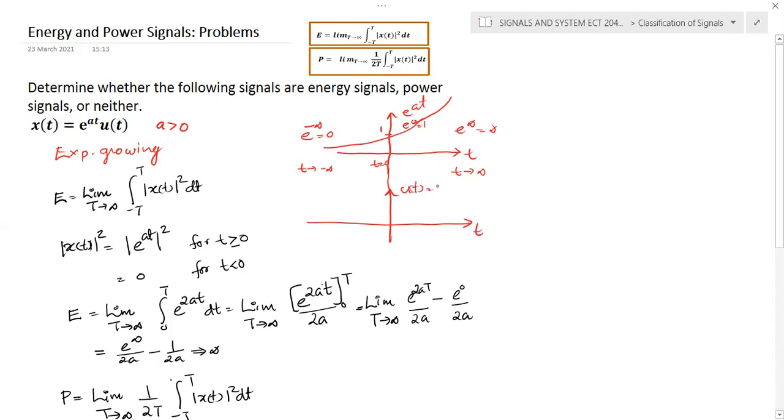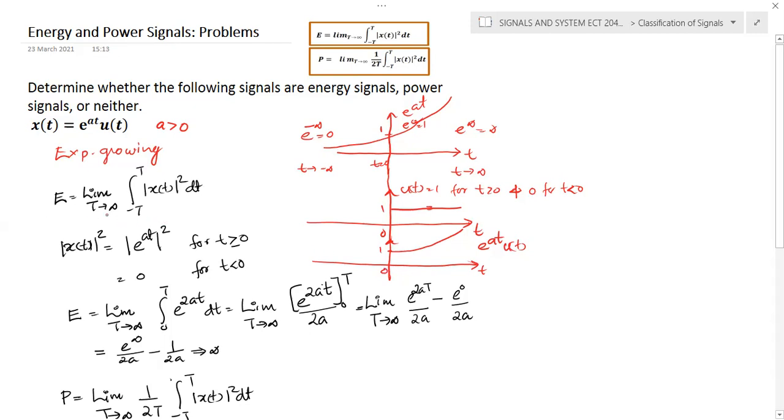u of t is equal to 1 for t greater than 0 and 0 for t less than 0. Okay, so you can draw that particular signal u of t. And now if you are multiplying these two signals, you will get a positive sided sequence starting from 1 and going like this. Okay, so this is actually e raised to at into u of t. Okay, so the signal exists only from 0 to infinity.